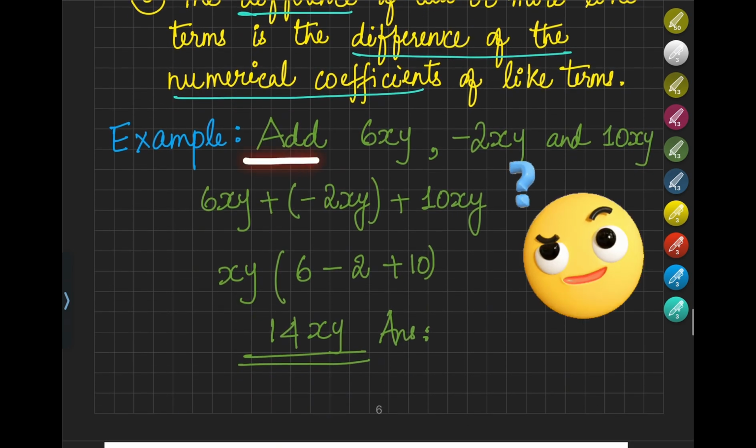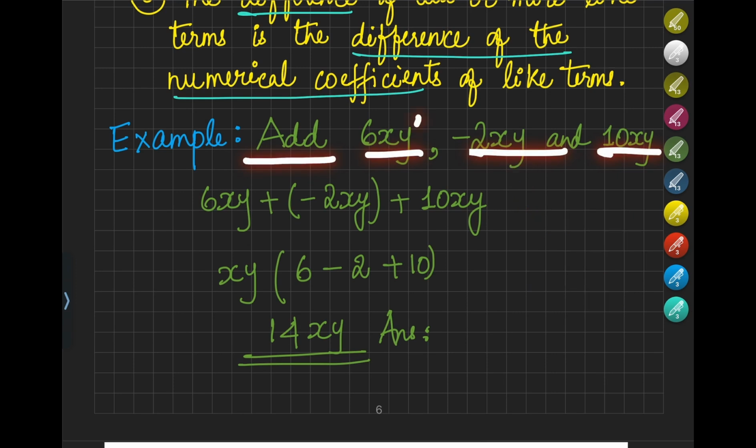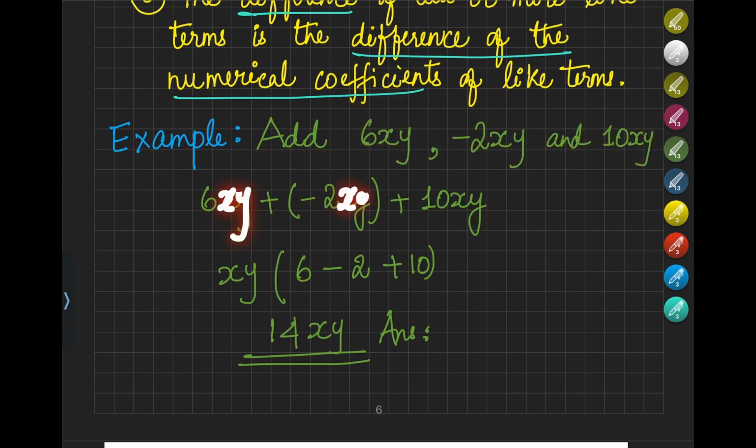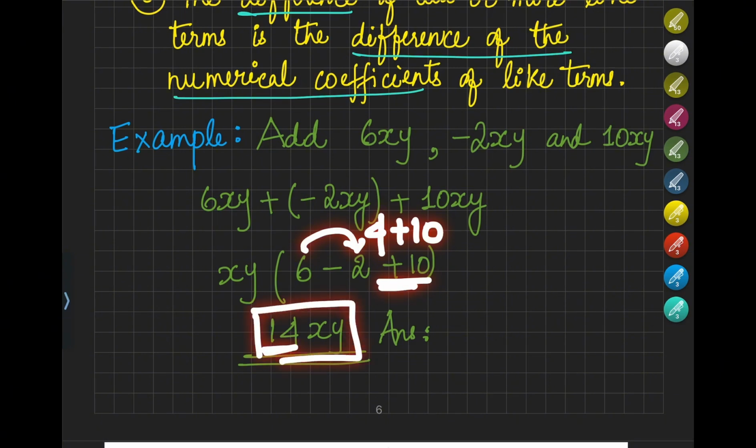Now, how do we add a given expression? Like we have 6xy minus 2xy plus 10xy. So we have written it. Now we see that all of the terms here have xy, so they are like terms. We write xy, which is common to all of these terms, outside the bracket, and all the numerical coefficients, that is 6 minus 2 plus 10, are written inside the bracket. So we solve it. 6 minus 2 is equal to 4. 4 plus 10 is equal to 14. So 14xy is the answer.